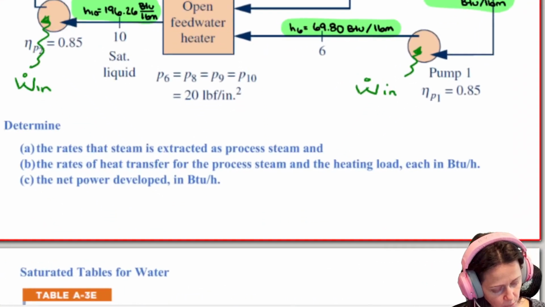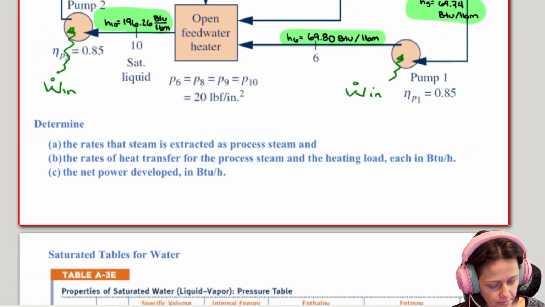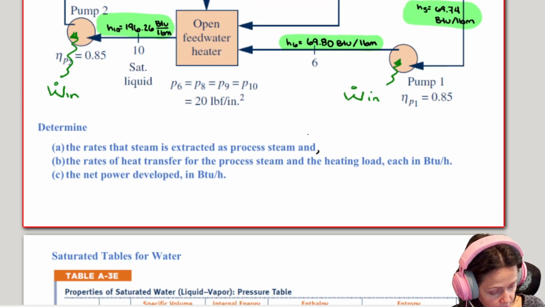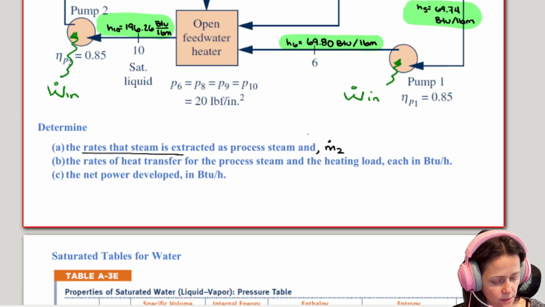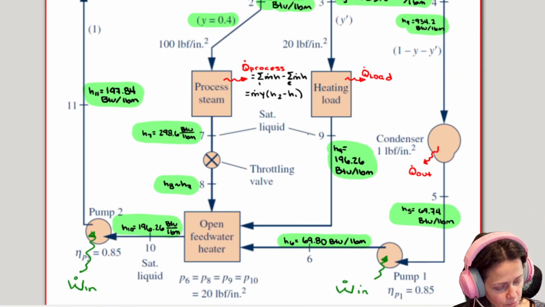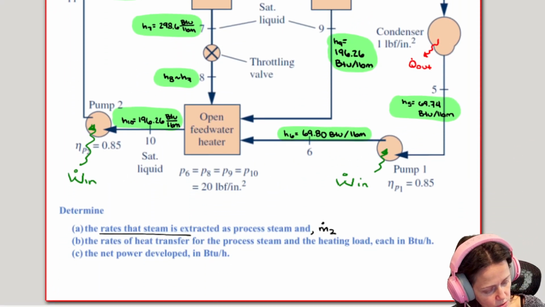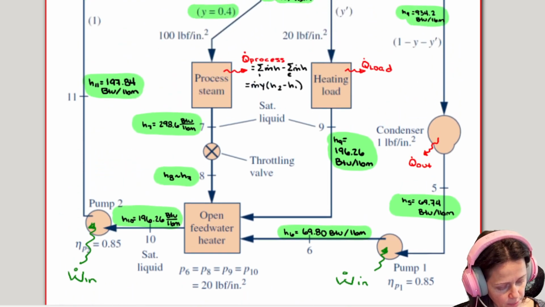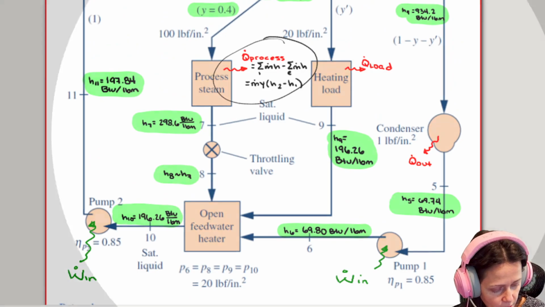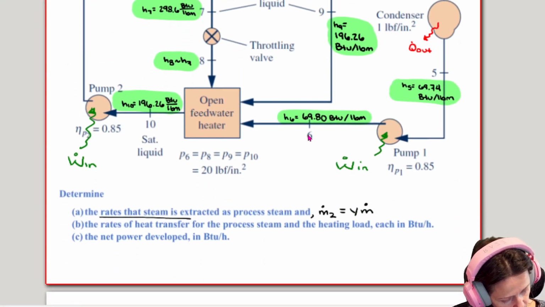So part A is actually asking for m dot 2, and B is asking about the rate that steam is extracted. So it's asking for the mass flow rate of that steam going into the process. That's easy enough: m dot 2 is just y times m dot 1, and we were given both of those things. And then the rate of heat transfer for the process steam, so that's this one.